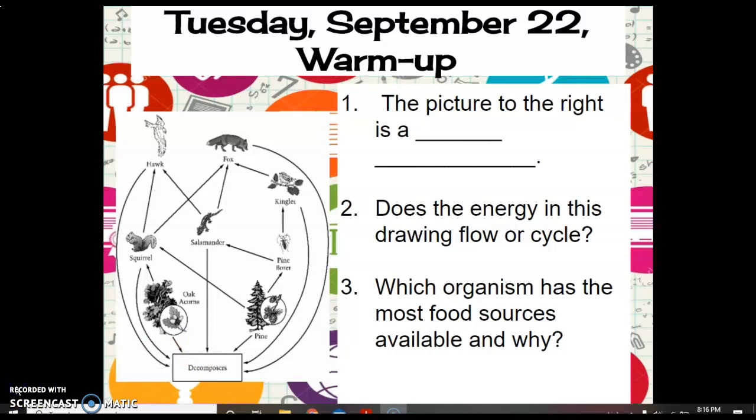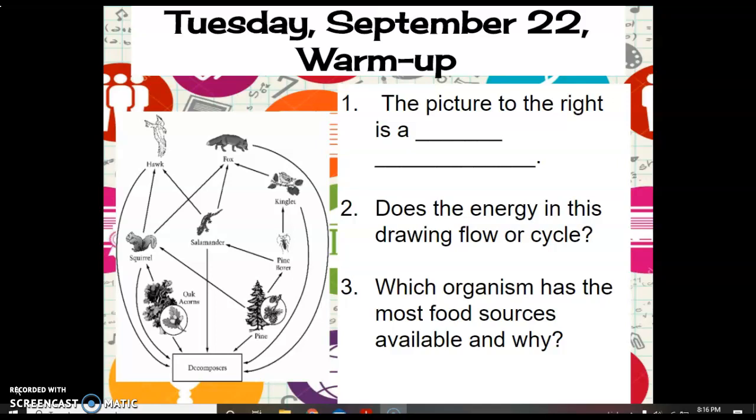Okay, you're back. So number one, the picture to the right is a blank blank. The answer to that would be it is a food web. Number two, does the energy in this drawing flow or cycle? The answer to that might sound kind of confusing when I say that it flows.